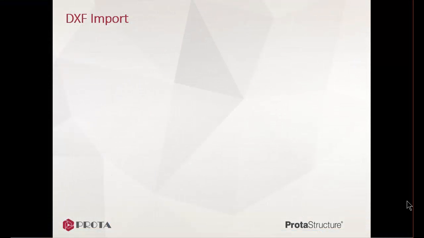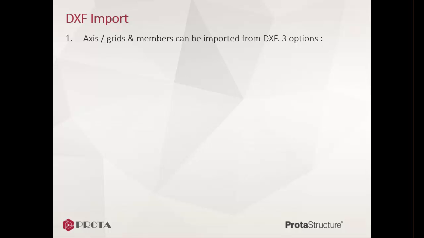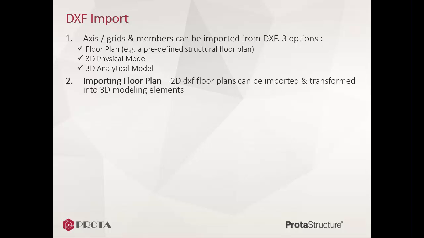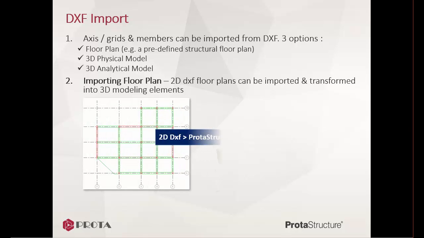DXF Import. Axes or grids and members can be imported from DXF. There are 3 options: floor plan, for example a predefined structural floor plan; 3D physical model; and 3D analytical model. 2D DXF floor plans can be easily imported and transformed into 3D modeling elements, as shown below.